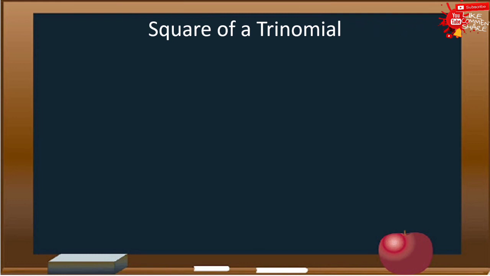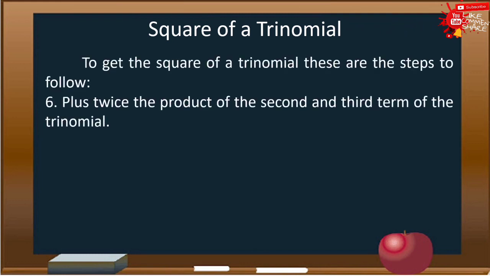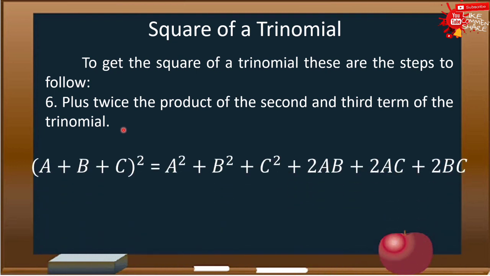Now, let us have the last step for the square of a trinomial. We have here plus twice the product of the second and third term of the trinomial. Or in mathematical symbols, if we have the trinomial here, we let capital letter A be the first term, capital letter B the second term, and capital letter C the third term. So we will have the square of A plus B plus C.